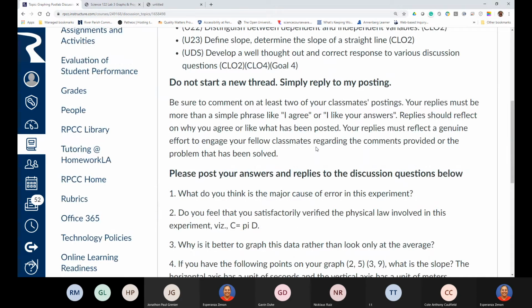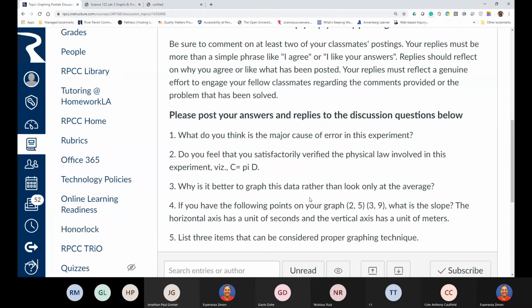And please do not tell them, I like your answers. Oh, we got the same things. That's not what it asks you to do. It asks you to engage your classmates in a way to have an honest discussion about what they've done. So if you notice that something they've done is off, like, wait, number 4, you reversed them, you calculated it backwards, or you don't have units. When they post their answers, your job is to go in and critique and try to have an honest dialogue.